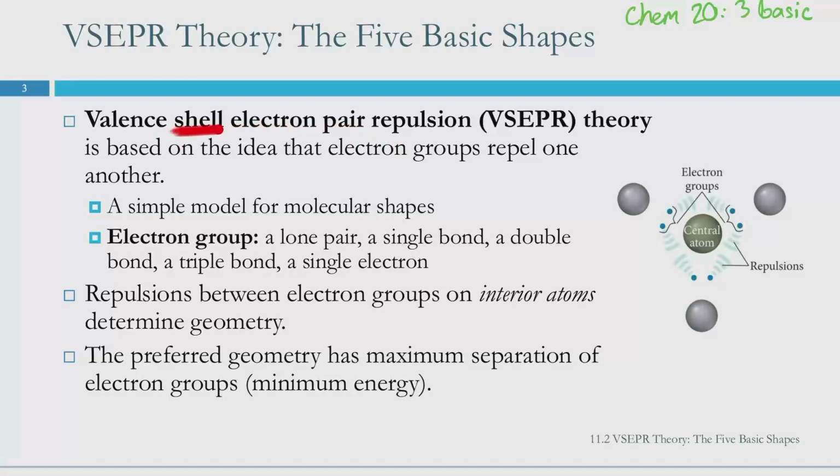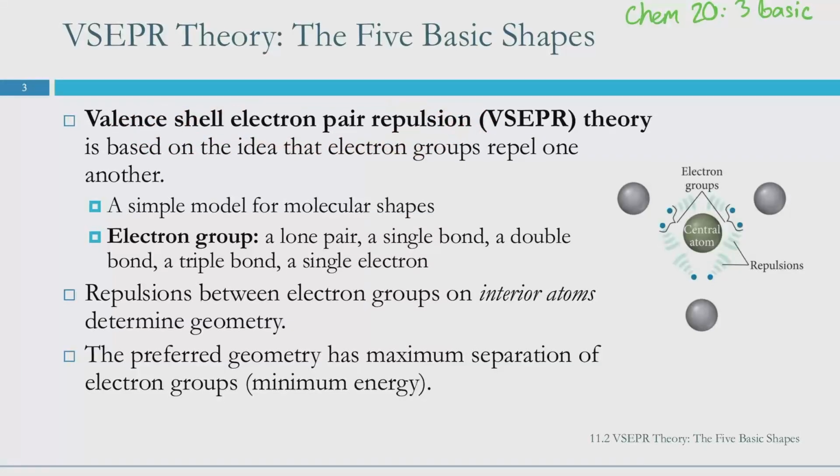So valence shell electron pair repulsion theory. Valence shell is just the outside electrons, the ones that are on the periphery of our atom. The electron pairs in bonds and in lone pairs repel each other. That's all that valence shell electron pair repulsion theory is.